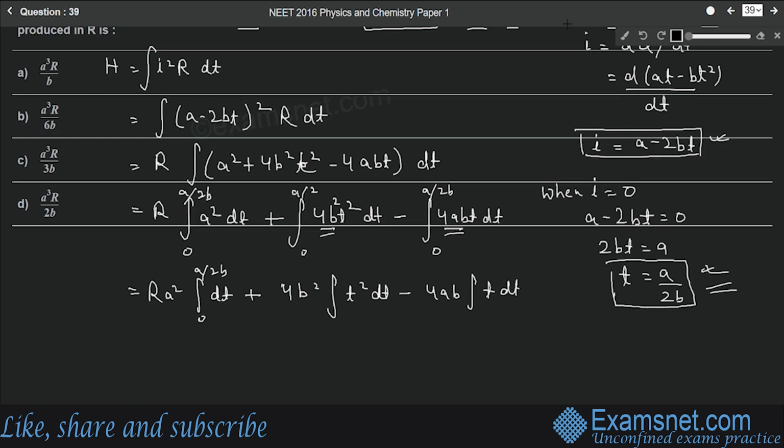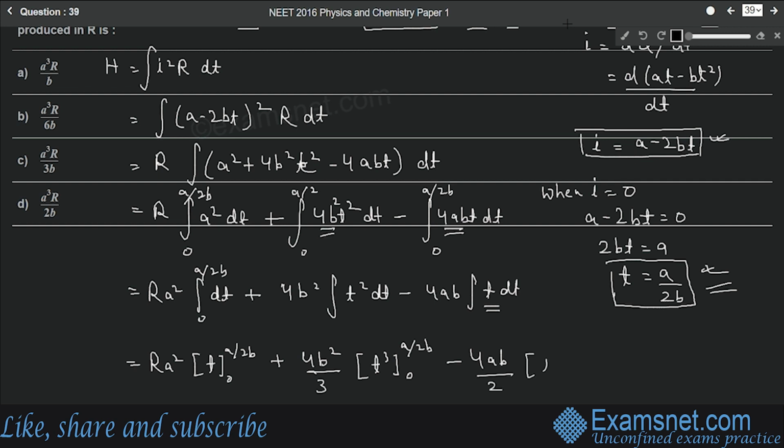Now here integration of dt will give us t. So R A square here will get t, time limit 0 to A by 2b, plus 4b square. Integration of t square is t cube by 3, so 1 by 3 can be taken outside and here t cube, time limit 0 to A by 2b, minus 4ab and integration of t is equal to t square by 2, so by 2 can be taken here and t square, and time limit 0 to A by 2b.